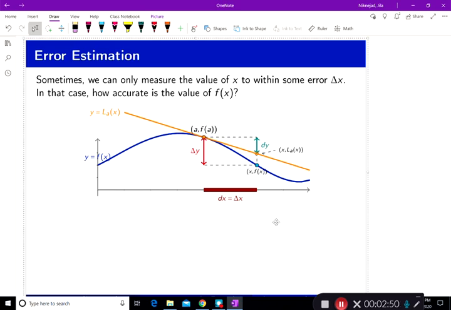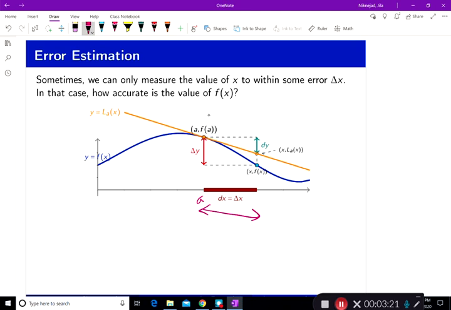Now let's assume that what you're measuring in the lab has error delta x. We call that d of x. Delta x and d of x are the same thing at this point. You measure the value and it's a. So I'm plugging it into the function. Let's say the function is the volume, and I'm getting f of a.